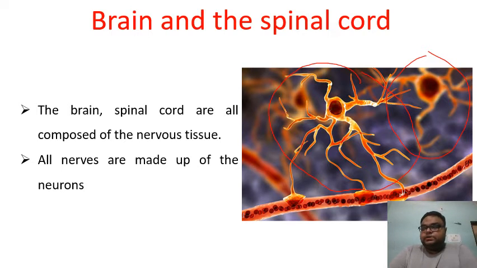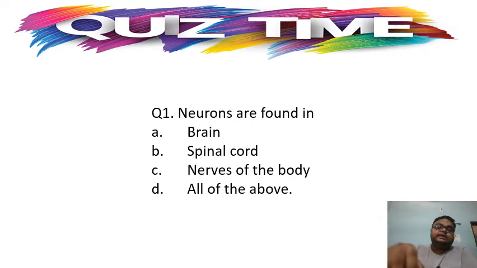Right, students? So now let's go ahead, and there is a question for you. Neurons are found where? First option, brain. Second option, spinal cord. Third option, nerves of the body. Or fourth, all of the above. I am giving you 10 seconds to think about this. Okay, students? Just think about this. I am giving you 10 seconds. Right. So what shall be the answer to this question? Yes, students?